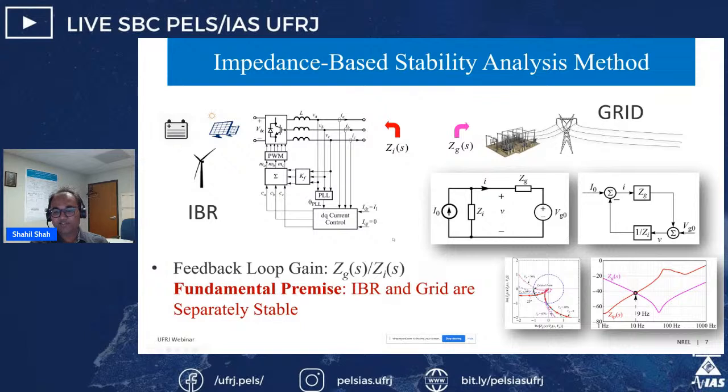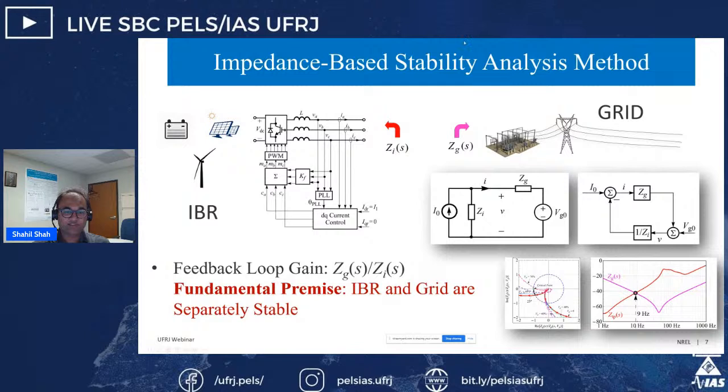So, what you see on your screen is the simplest form of impedance-based stability analysis method. If you have an inverter-based resource, which can be a wind power plant, PV power plant, battery storage plant, or HVDC converter, when you connect it with the grid, you want to understand if this inverter-based resource will work stably with the grid or not.